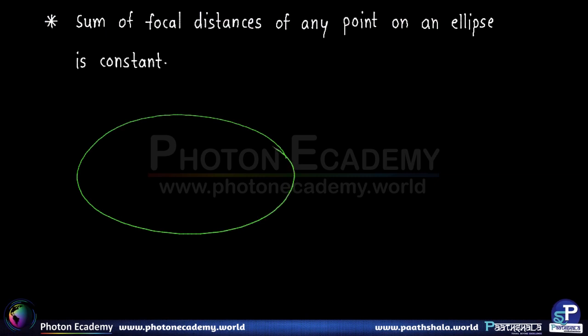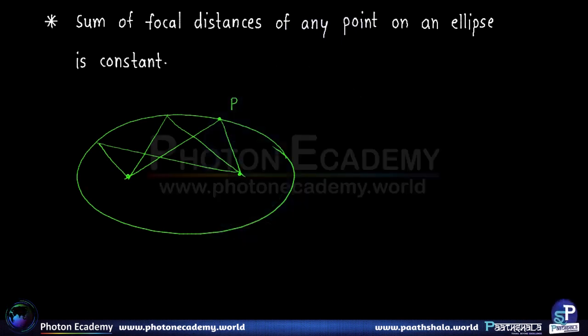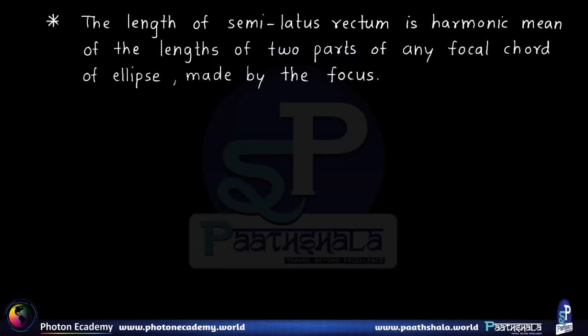So if we consider some ellipse with its two foci, and let's consider some general point P on it, the sum of its distances from the two foci is always constant, no matter which point we consider. In fact, that is equal to nothing but 2a in case we consider the horizontal ellipse. And we know that 2a represents the length of the major axis of that particular ellipse. So that's the first property. Let's go ahead to the next one.